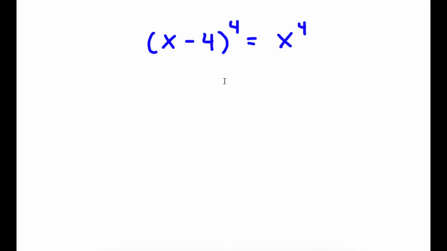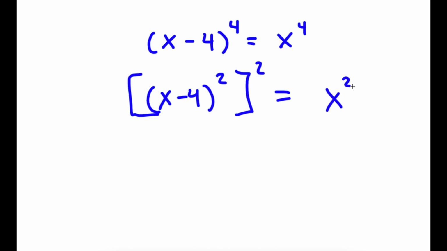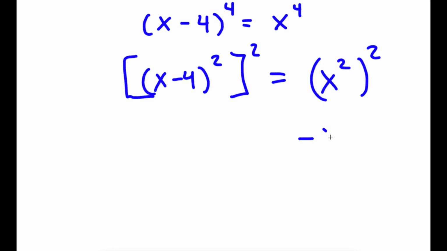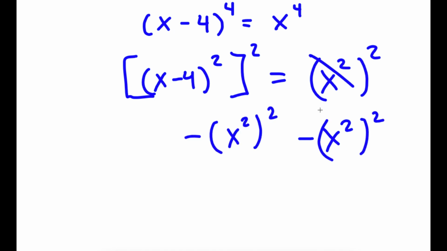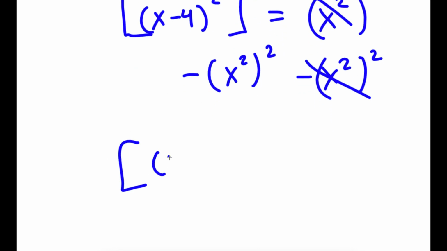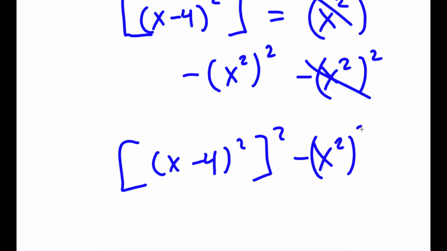All right, so in this problem, I have x minus 4 to the power of 4 is equal to x to the power of 4. So to solve this, I'm going to first rewrite this as x minus 4 squared to the power of 2 is equal to x squared to the power of 2. Now I'm going to go ahead and subtract x squared to the power of 2 on both sides. So these two cancel out. And now I have x minus 4 squared to the power of 2 minus x squared to the power of 2 is equal to 0.